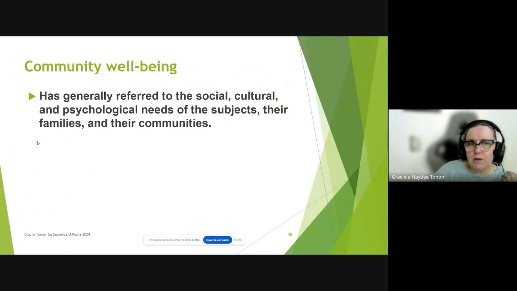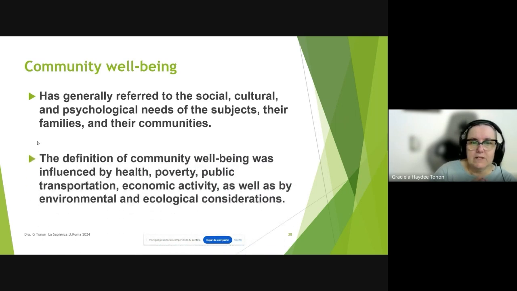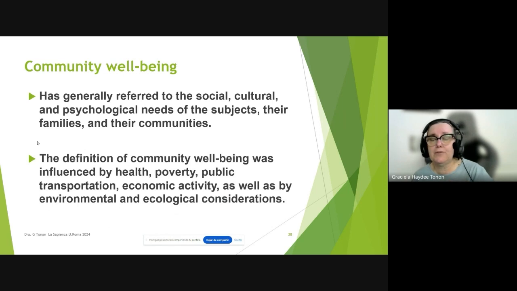Also, community well-being has generally referred to the social, cultural, and psychological needs of the subjects, their families, and their own communities. So the definition of community well-being was influenced by health, poverty, public transportation, economic activity, as well as by environmental and ecological considerations.